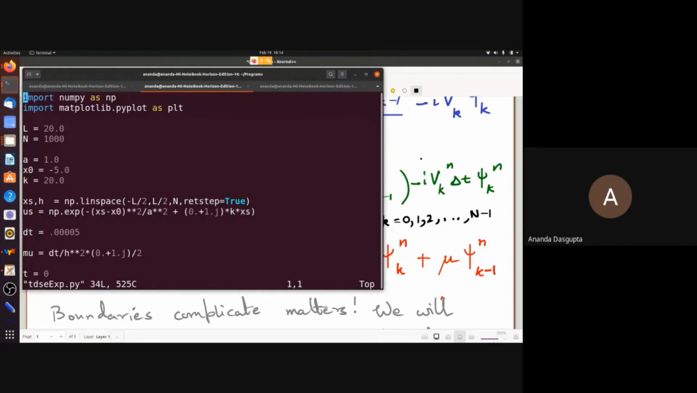This one I could perhaps have written on the fly, but let me just show you what the program is. So what I have is import numpy as np, import matplotlib.pyplot as plt. So I'm going to use matplotlib to plot this.